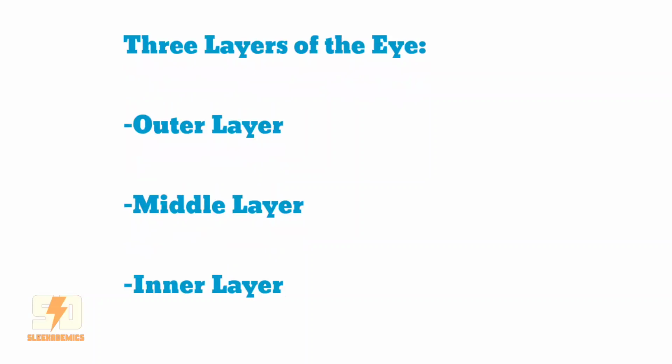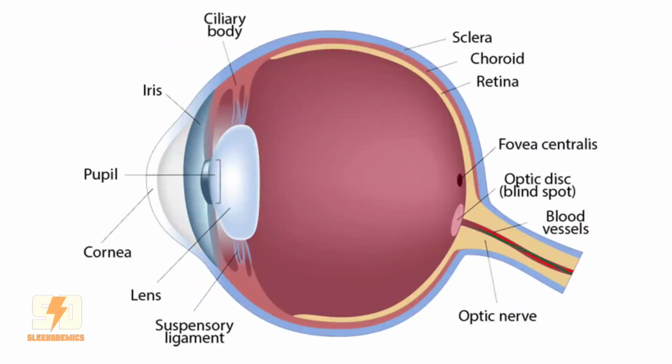Normally, the eye is divided into three main layers, known as the outer layer or the sclera, the middle layer or the choroid, and the inner layer or the retina. Now, let us look at the outer layer.